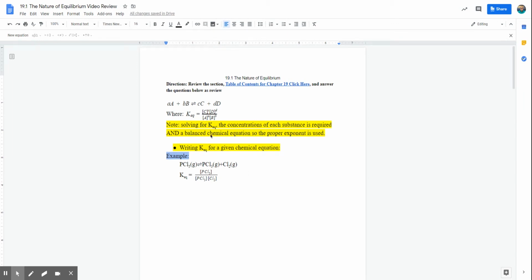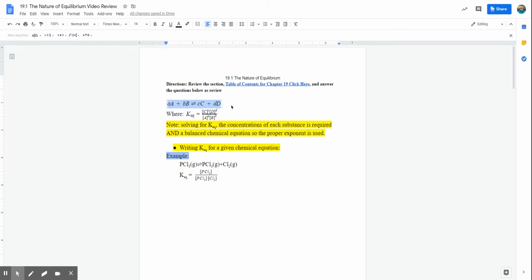So the first section, 19.1, is the nature of equilibrium. I will be covering three different components of this section. The first part is how to write a generic equilibrium constant equation. Then part two is solving it, and then part three of this section is going to be solving for an unknown concentration. So in the first step, you'll notice that I have a sample equation right here.